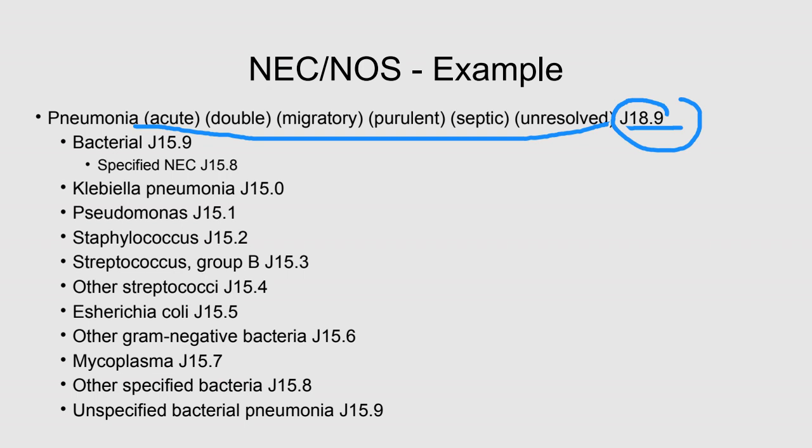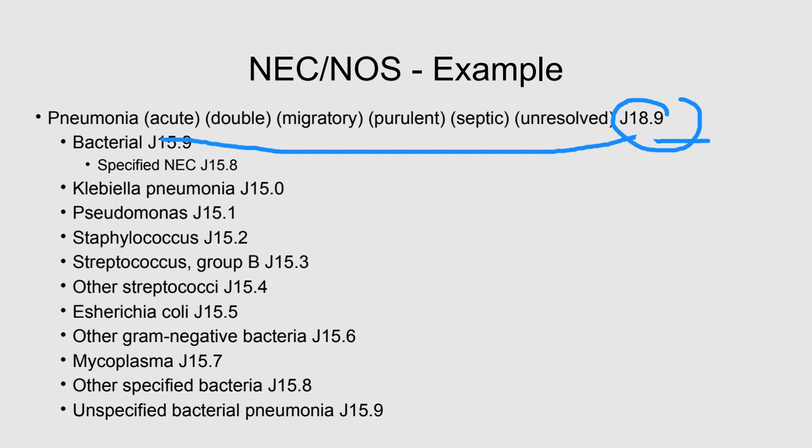So if you look up bacterial pneumonia, you have listed there J15.9 and then a specified J15.8. If the cause of pneumonia is not specified, it could be any of those others that we mentioned. It could be staph. We don't know. Since you do not have enough information to select a single code from this list, use the unspecified code, J15.9. This is the NOS code.